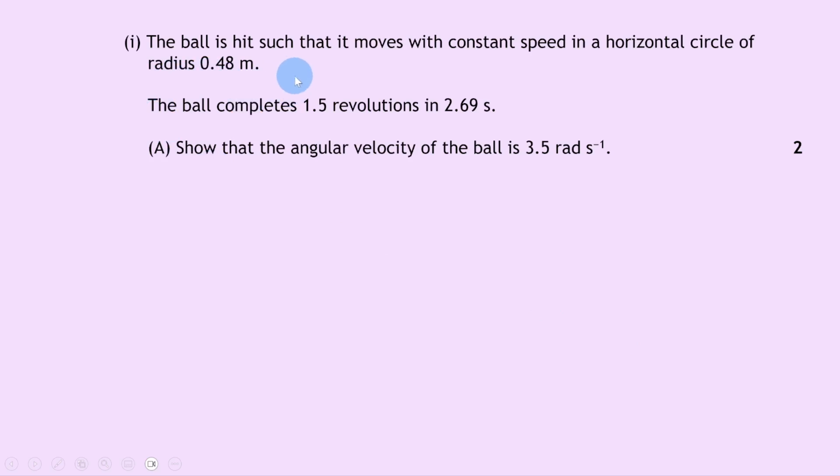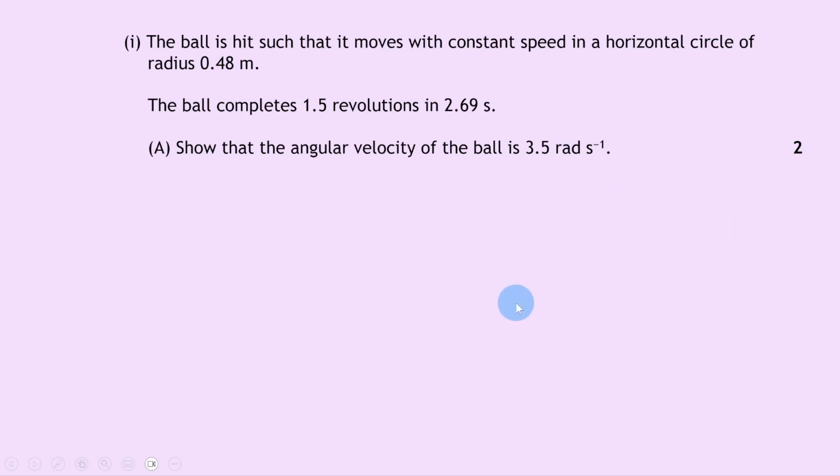B part 1 says the ball is hit such that it moves with constant speed in a horizontal circle of radius 0.48 meters. The ball completes 1.5 revolutions in 2.69 seconds. Part A says show that the angular velocity of the ball is 3.5 radians per second, and there's 2 marks available for this.